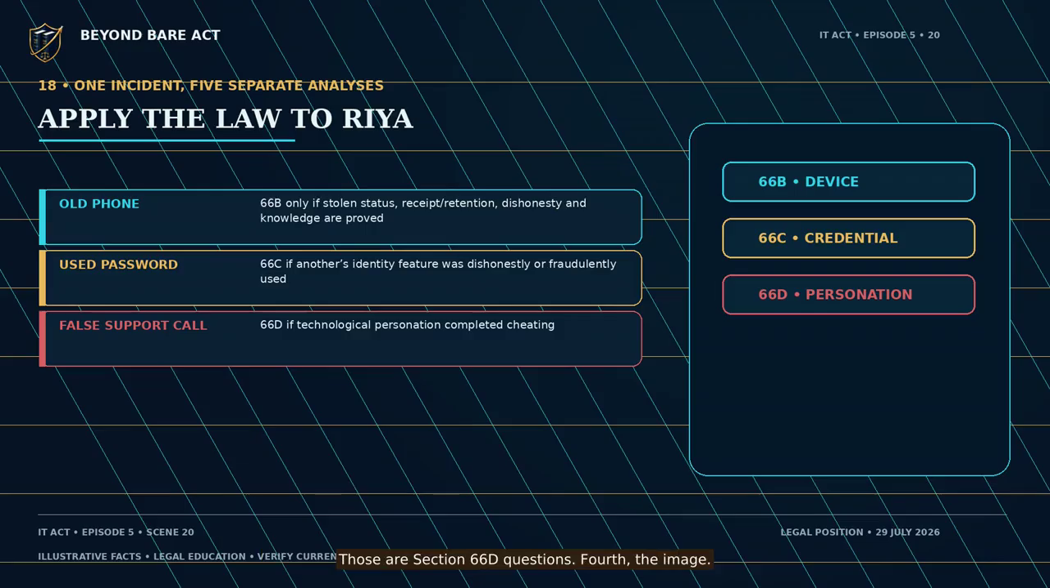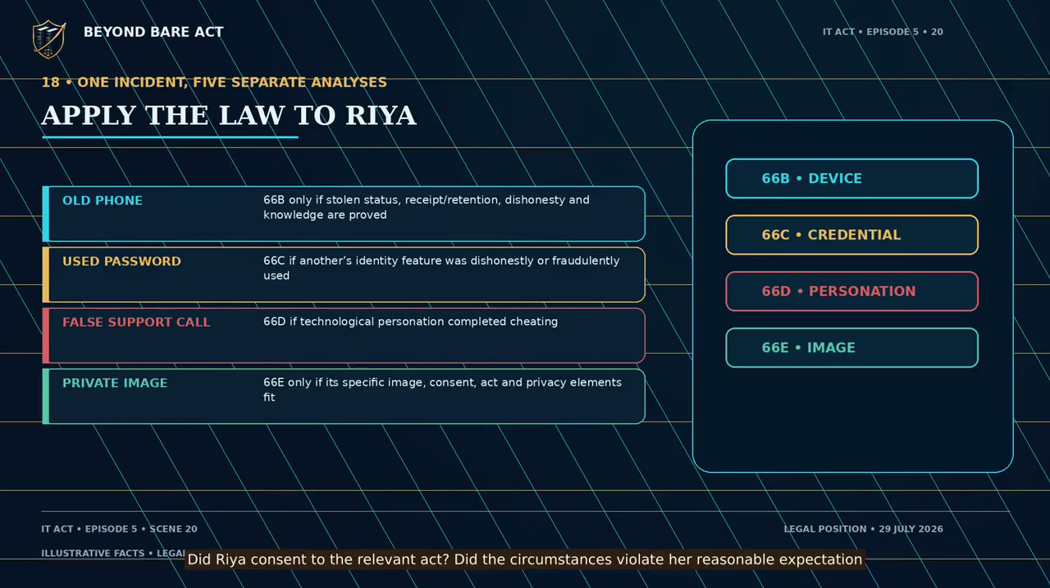Fourth, the image. Does it depict the statutorily defined private area? Was it captured, transmitted, or published intentionally or knowingly? Did Riya consent to the relevant act? Did the circumstances violate her reasonable expectation of privacy? Those are Section 66E questions.